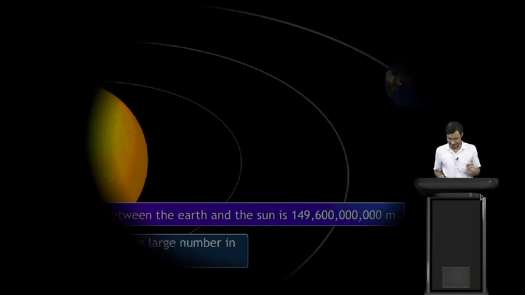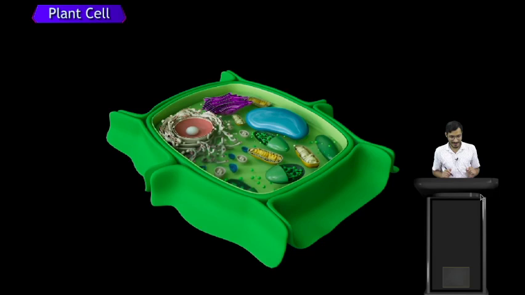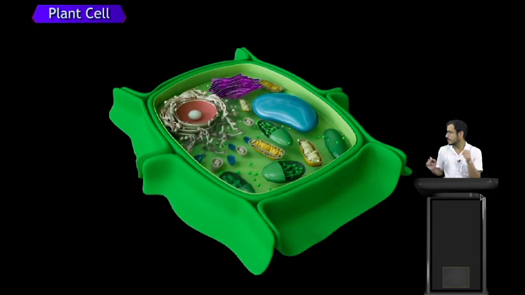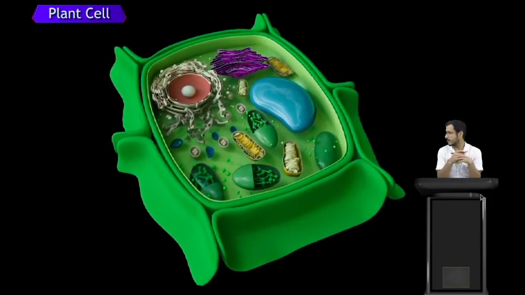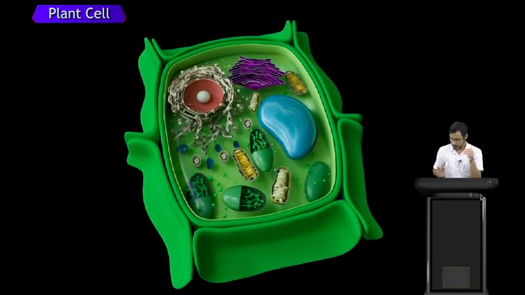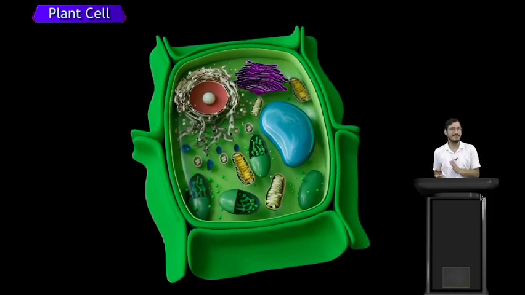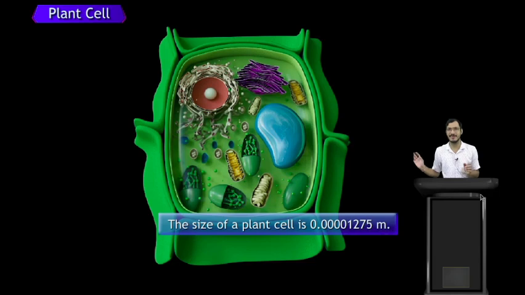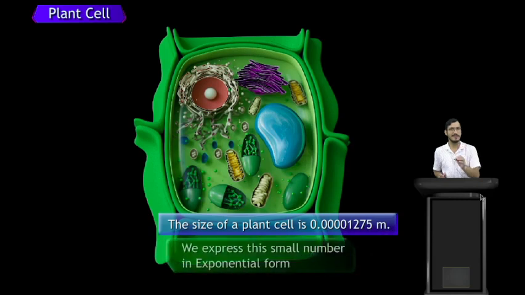Similarly, you can see here the plant cell, and the plant cell is very small. Here you can see the picture of a plant cell. The size of the plant cell is 0.00001275 meter. It's a very small number. So we express this small number in exponential form.